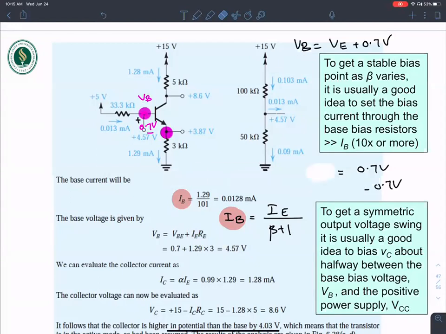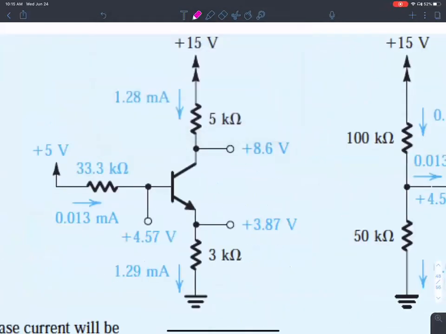Once you calculate IERE, which is VE, plus 0.7, you have a value of 4.57 for this. So VE is 4.57, and this other node is, not surprisingly, 0.7 volts below that.